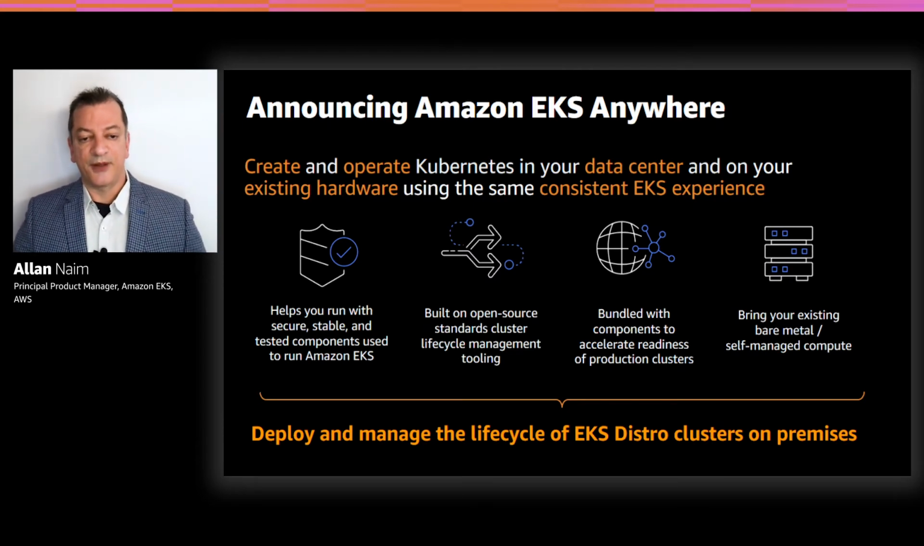EKS Anywhere on-premises clusters run the EKS distro, the same version of Kubernetes as EKS clusters in AWS, with the latest software updates and extended security patches. To remove the complexity, EKS Anywhere will provide an opinionated installation of the EKS distro comprising of open source software that is fully supported by AWS.